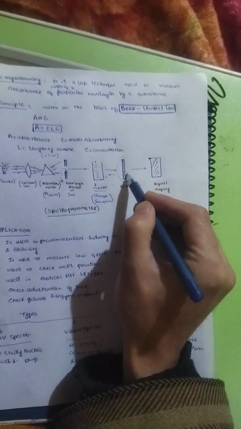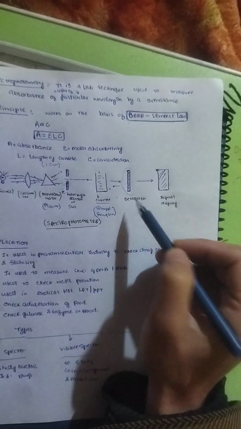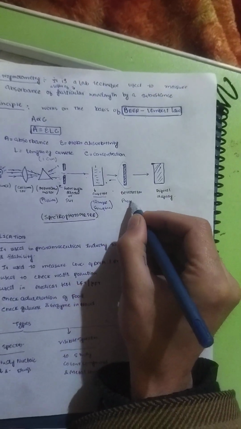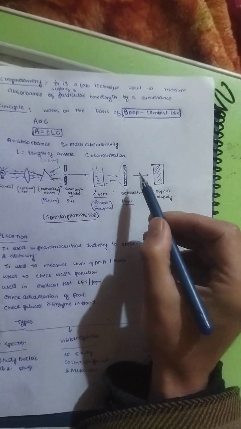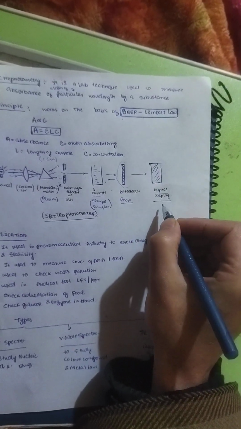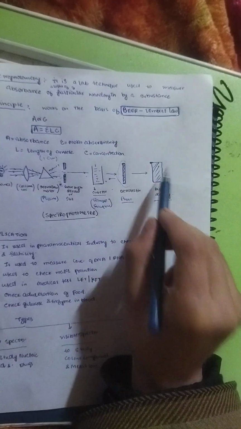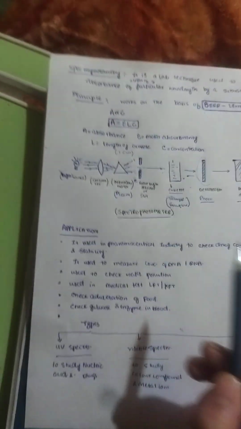This detector detects the light, and this detector is usually a photodiode. It converts the light into an electrical signal. Then this electrical signal displays the amount of concentration or absorbance or transmittance on the screen. Now, this is the spectrophotometer.